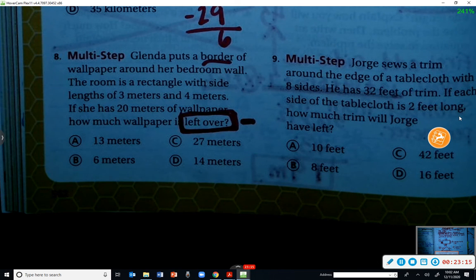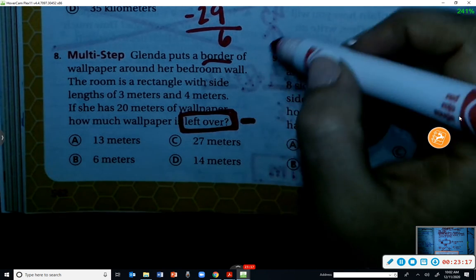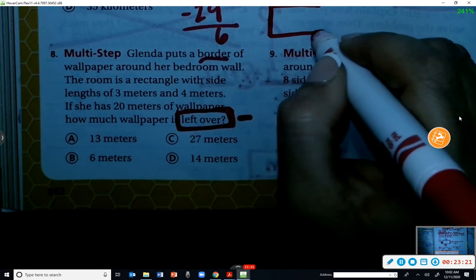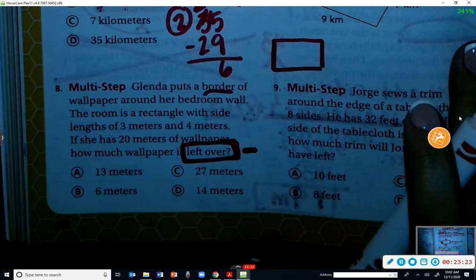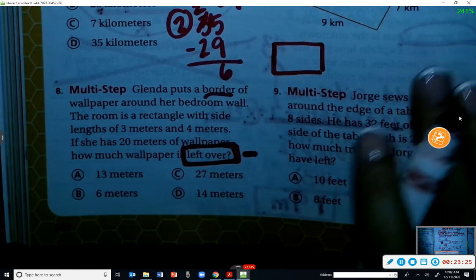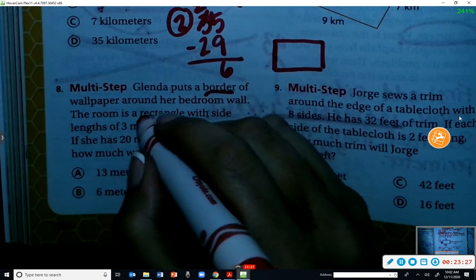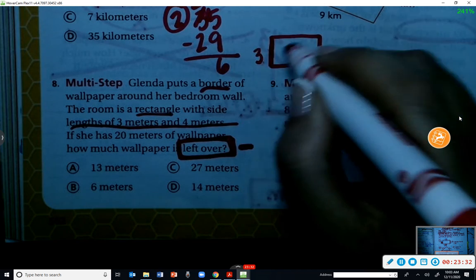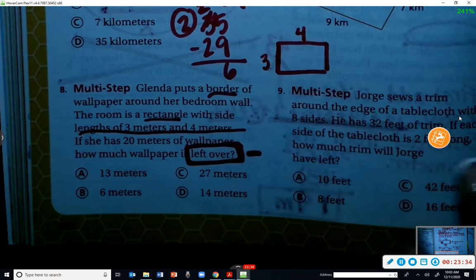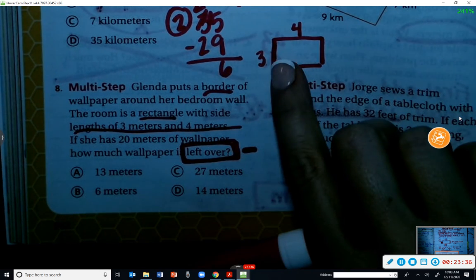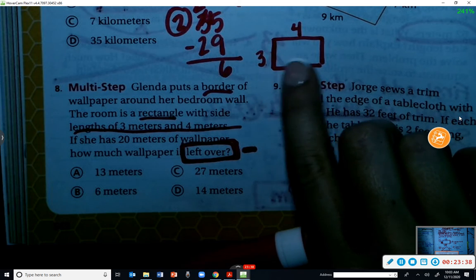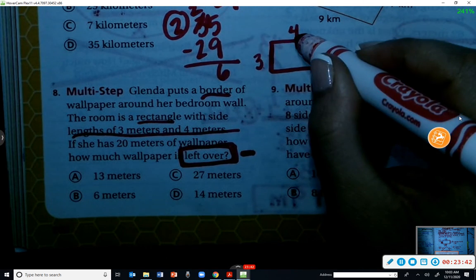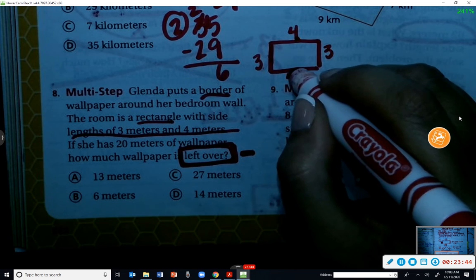The room is a rectangle. So maybe I should draw a picture of the room being a rectangle. Okay? And it said it has lengths of 3 and 4. So I'm just going to put 3 and 4. But if this is 3, what does that mean about this side? It's 3 also. If this is 4, then I know the bottom is 4.